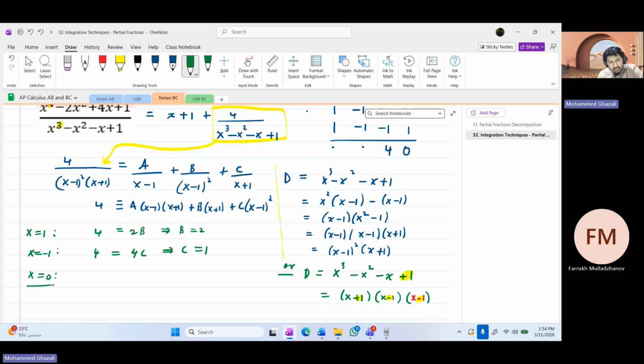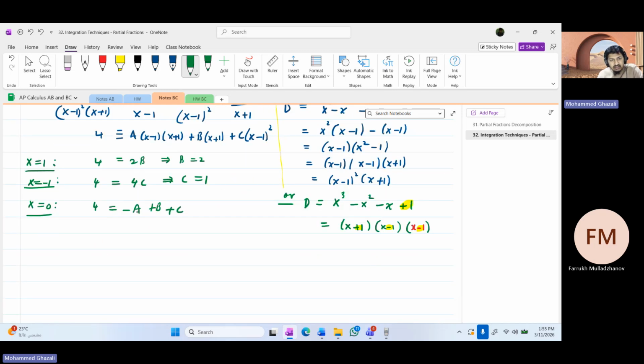If x is equal to 0, because I already exhausted all my values to choose, I'm choosing a third value, which is random. 0. If x is equal to 0, so I've got 4 is equal to -a plus b plus c. And so what am I solving for here? I'm solving for a here, right? So take the a over, and bring the 4 over. So I've got b plus c minus 4. So the value of b plus c is 3. 3 minus 4 is -1. So a is -1.